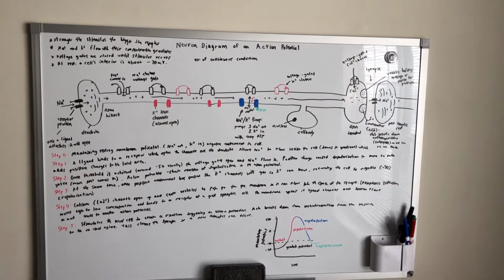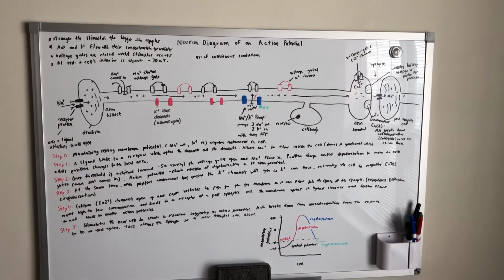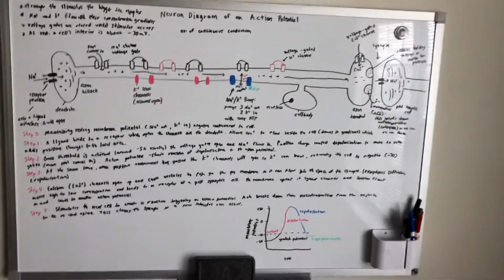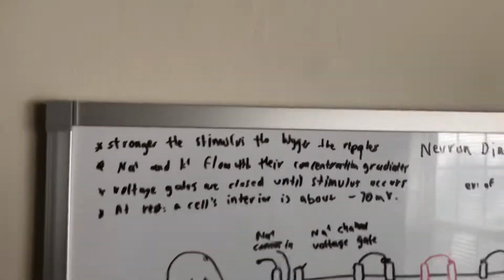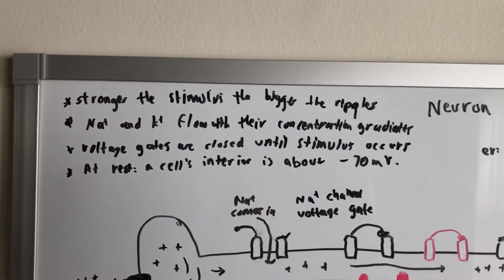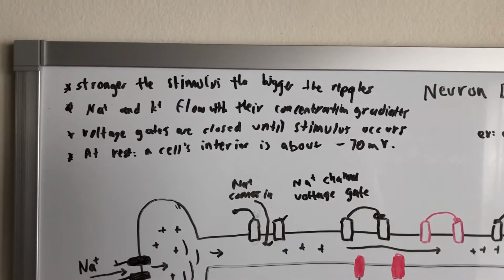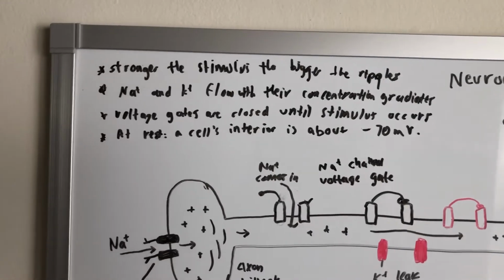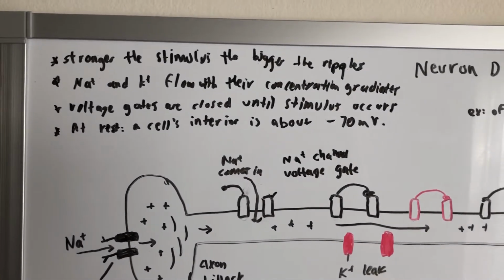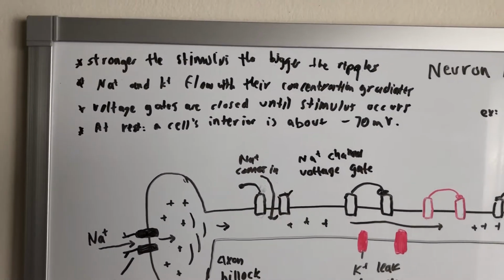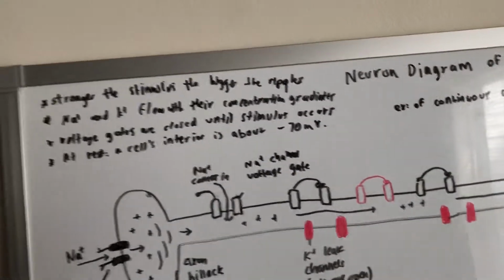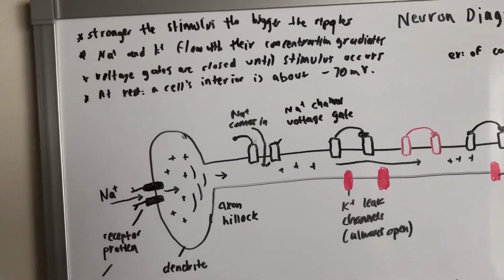Good morning. This is the neuron diagram of an action potential. I just want to start off with a few key points. The stronger the stimulus, the bigger the ripples. Sodium and potassium flow with their concentration gradients. Voltage gates are always closed until the stimulus occurs, and at rest the cell's interior is about -70 mV.